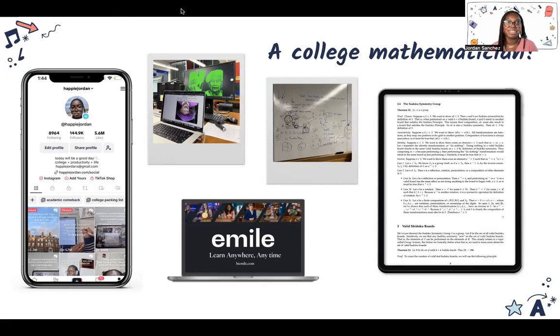And being able to find your own passion and interest in your academics has been really awesome in college. And I hope you all have a similar experience. And then I also have some old pictures from physics labs in the past and a screenshot of my TikTok.